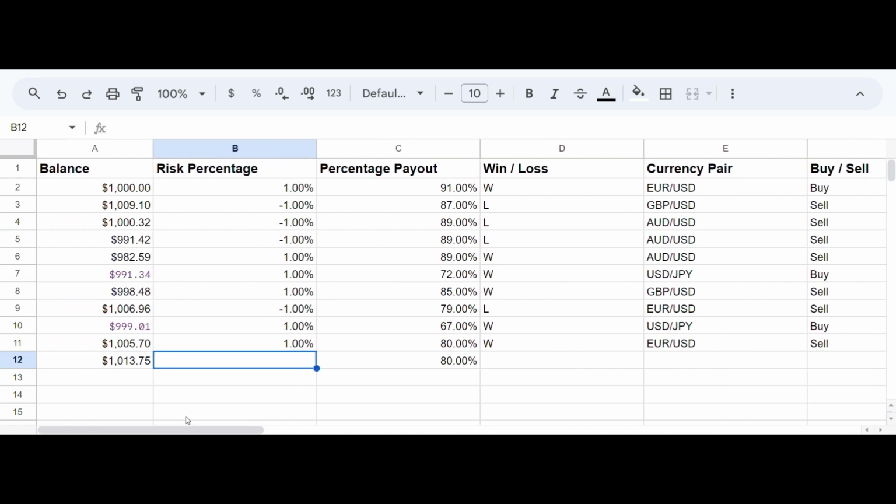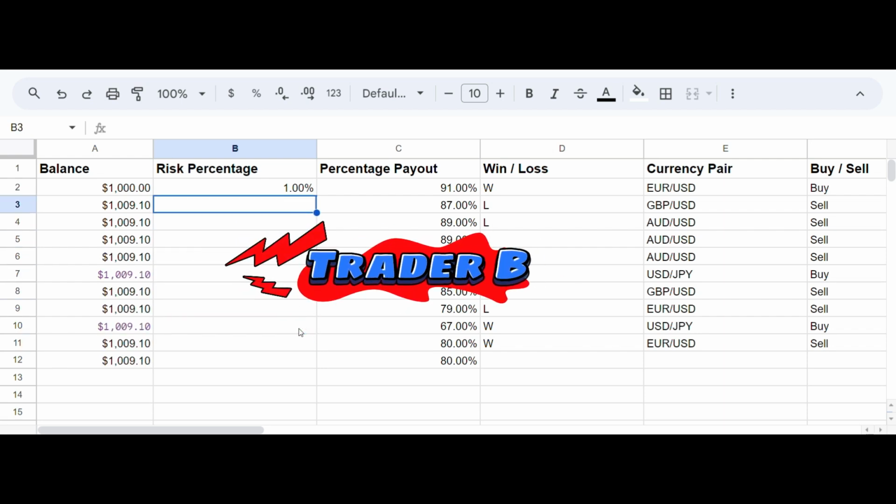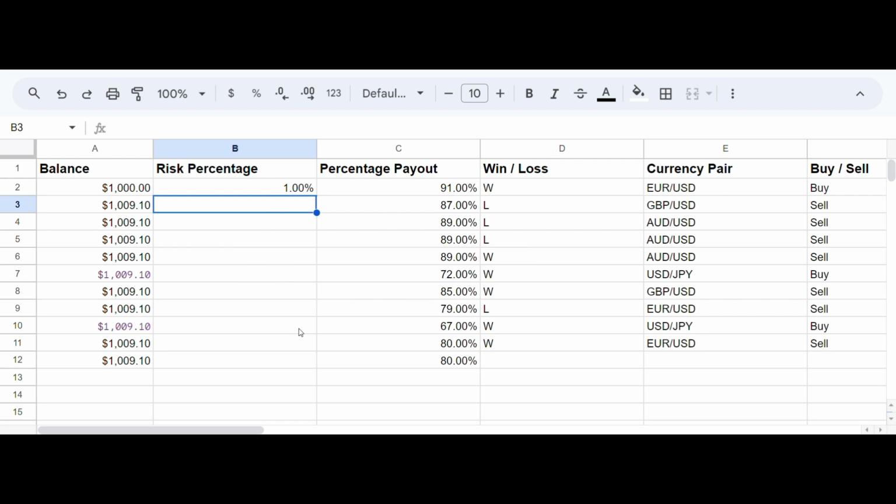Now, let's take the scaling situation for example and look at the difference. Scenario B, we have trader B who uses scaling. Same scenario. They won their first trade. The second trade they lost, so that's negative 1%. The third trade they lost, so that's negative 2%, because remember, they're scaling up. They lost the next trade, negative 3%. And then the trade after that, they actually won. So that's 4%.